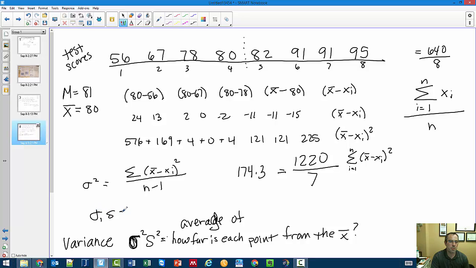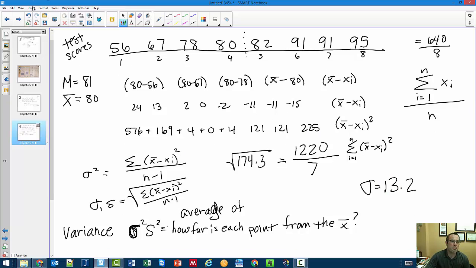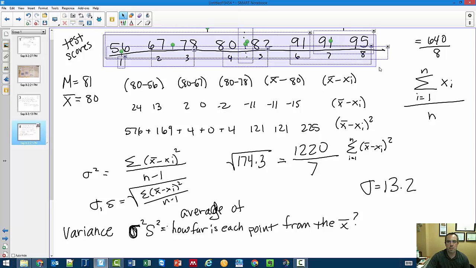So I'll use either one of those. The standard deviation, I really take the square root of the sum of all of these things divided by n minus 1. So that's the formula that they have for the standard deviation. So I'm just taking the square root of that. 174.3, square root. So I have a standard deviation of about 13.2. So what does that mean when I have a standard deviation of 13.2?